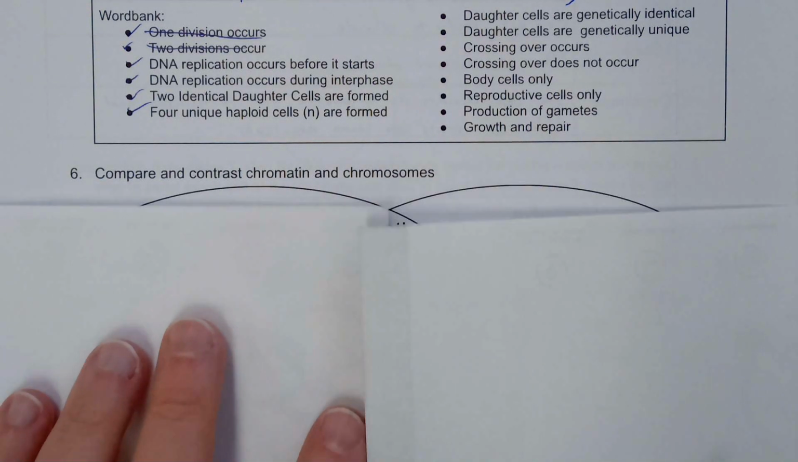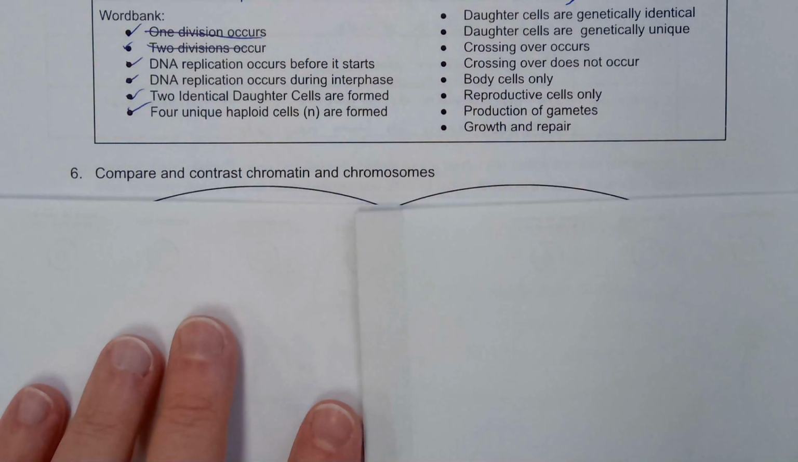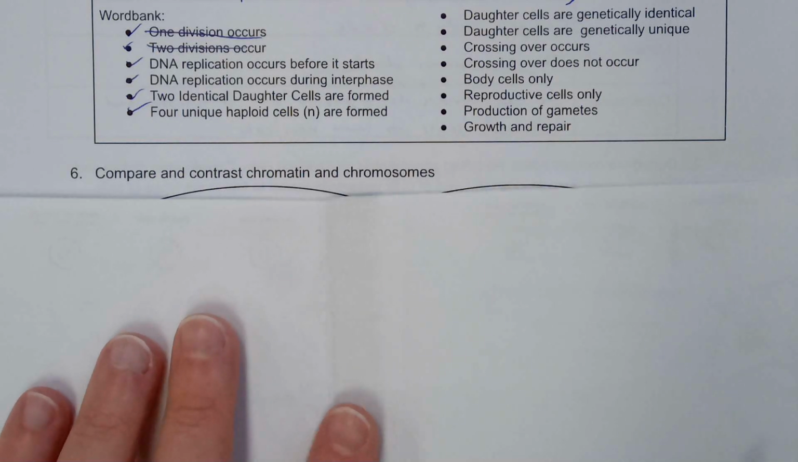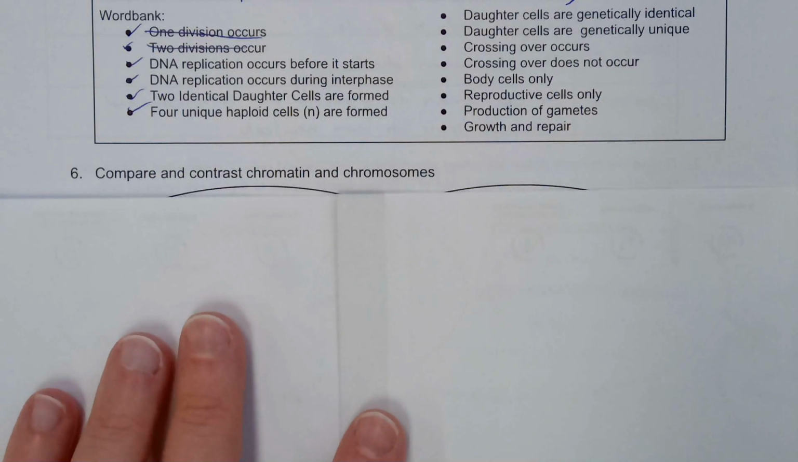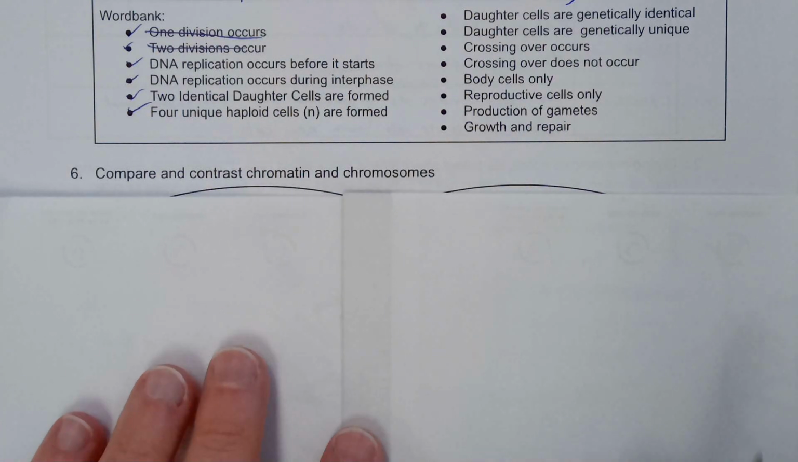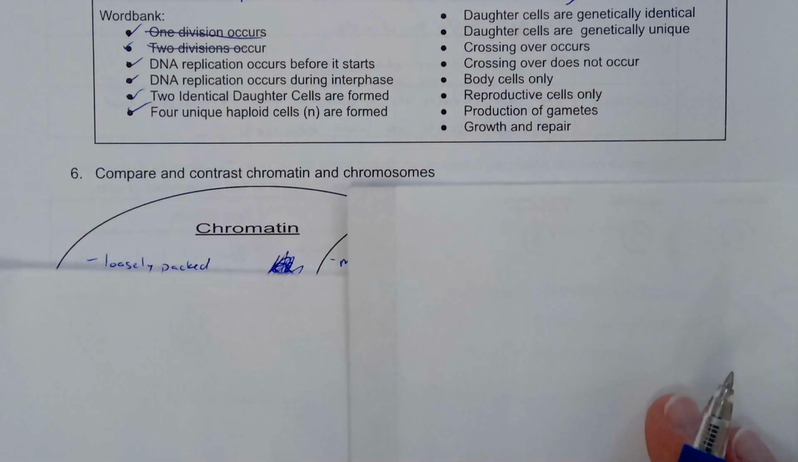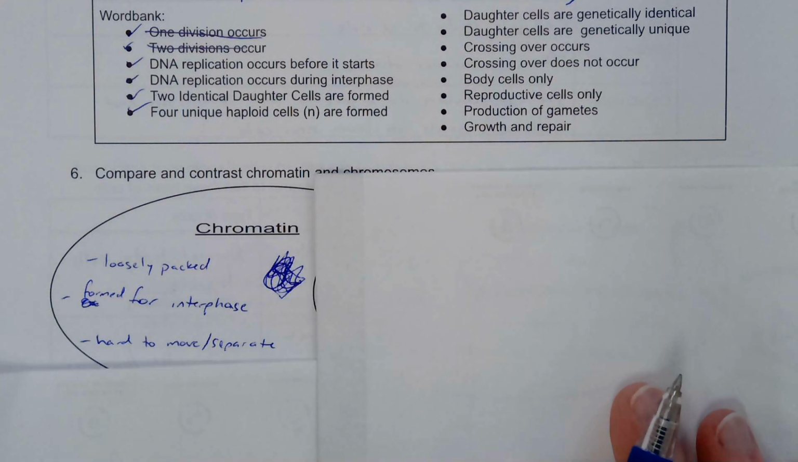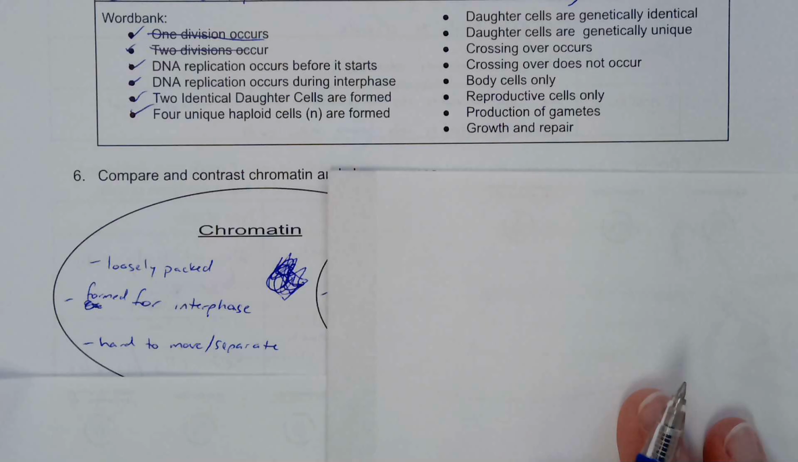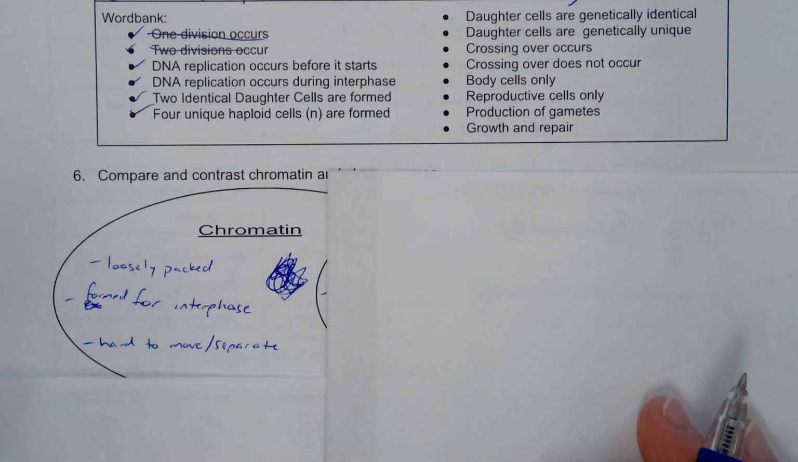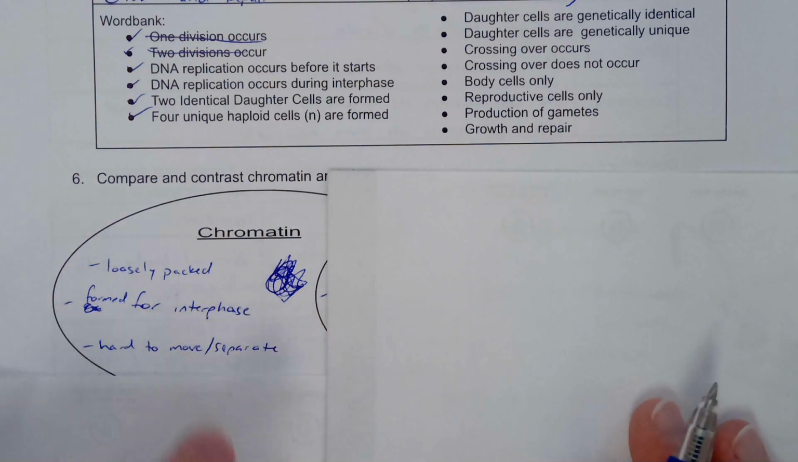Question 6 is a compare and contrast of chromatin and chromosomes. The review that I'm using is a little bit old. I updated it since last year, so it's going to look a little different. But for chromatin, they're loosely packed. They're formed for interphase. So interphase is when we see chromatin. And they're hard to move or separate because they're kind of like a big pile. Okay, they're loose. Here's my drawing of one.